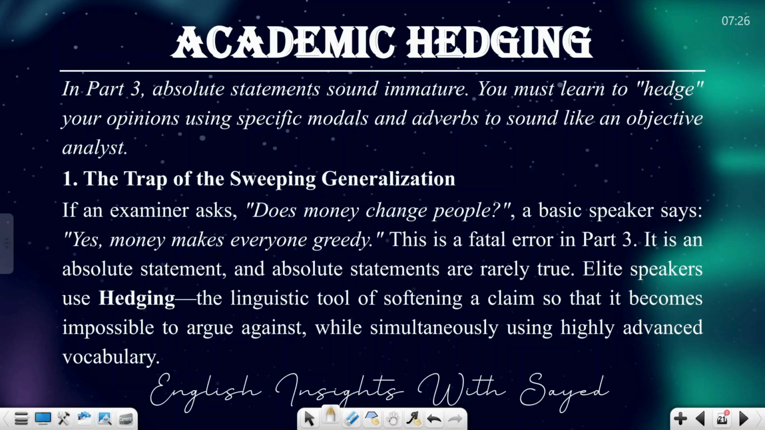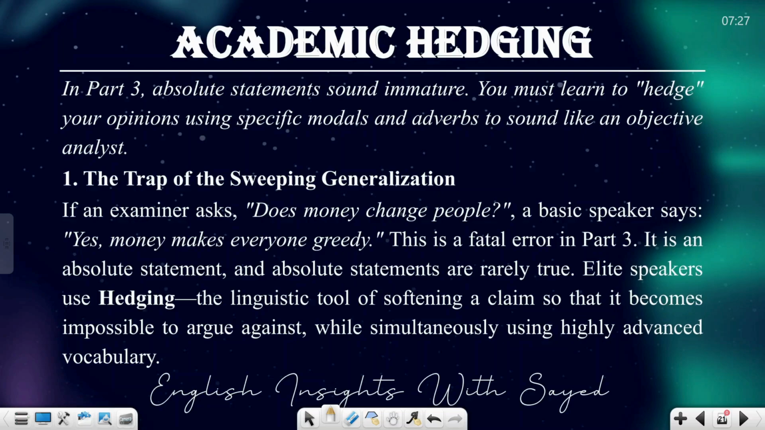Does money change people? It varies, right? It varies. A basic speaker says, yes, money makes everyone greedy. This is a fatal error in part 3. It is an absolute statement, and absolute statements are rarely true. It cannot be. So life changes, situation changes, philosophy changes. It cannot be absolute. Nothing is absolute under the sun. Nothing is absolute in this world. So an absolute answer would be silly. It would be a fatal error to give that sort of absolute answer.